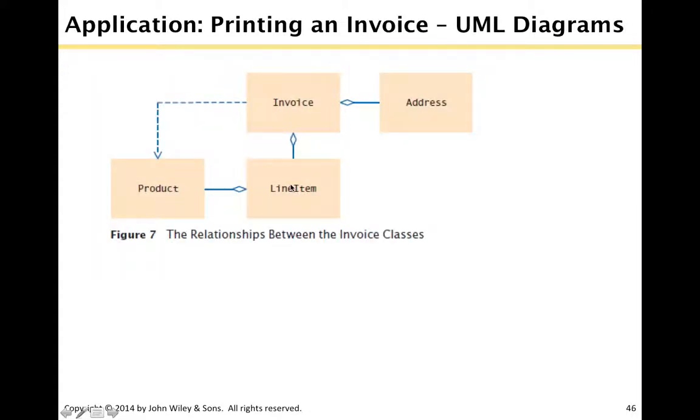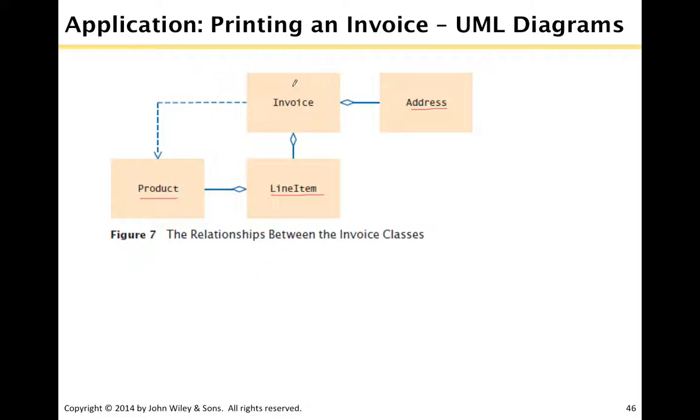So finally, we identified the relationships as follows. The invoice has an address. Also, invoice has a line item. The line item has a product. And then invoice uses a product to produce an invoice printed. So those are the relationships we found so far. So out of this, we are going to actually create or implement the classes.